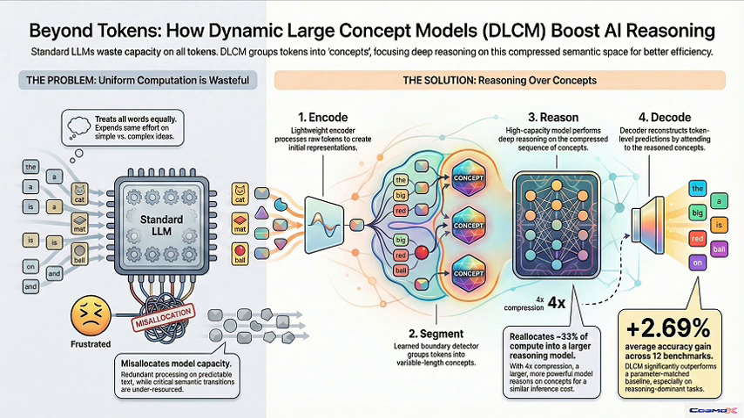So it makes you wonder, if a future model could adaptively select its granularity, if it could operate at the token level for tiny details when needed, and then switch to the concept level for high-level reasoning, what kind of problems could that model finally solve? Something to think about until our next deep dive.